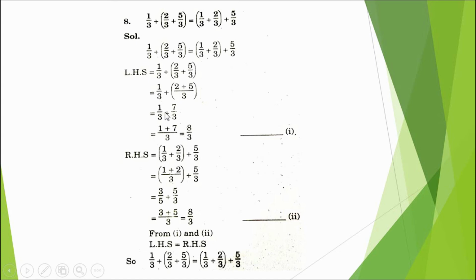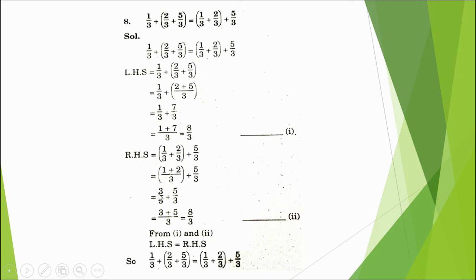Now the denominators are the same, we write 3 one time. 1 plus 7 comes. When we add 7 and 1, the answer will be 8 and 3 comes as it is. Now right hand side: 1 over 3 plus 2 over 3 plus 5 over 3. Now first of all we solve the round bracket. 1 plus 2 and denominator 3. When we add 1 plus 2, the answer will be 3 and 3 comes as it is.